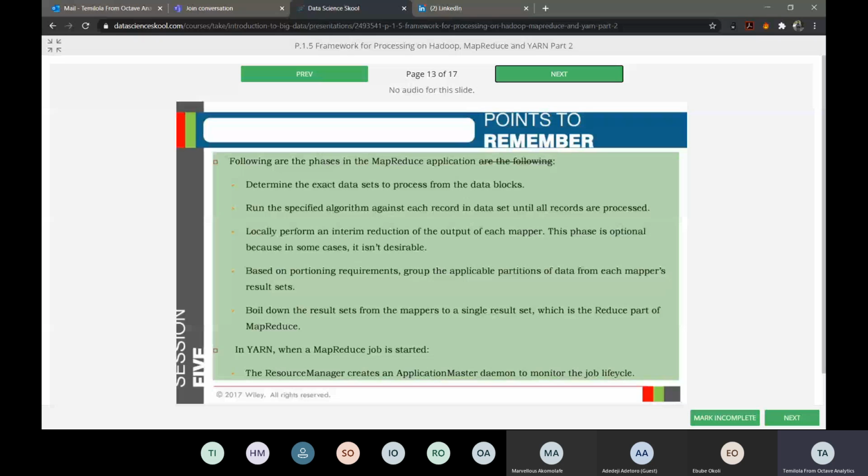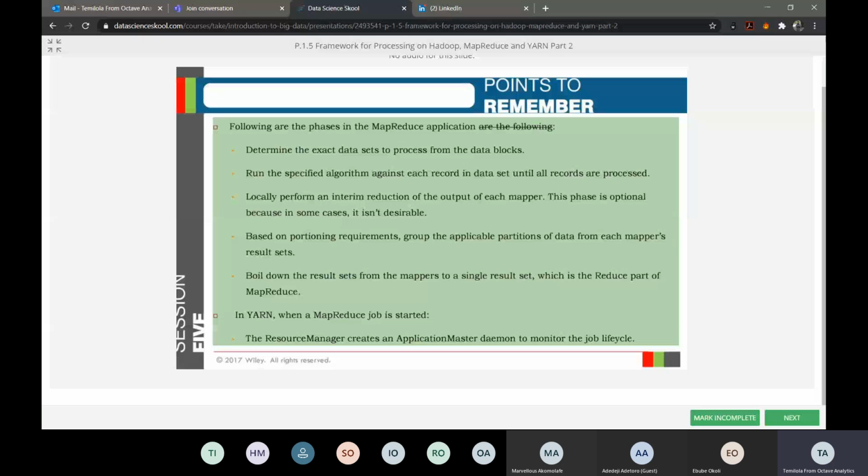Then we also talked about YARN. What's the meaning of YARN? YARN means Yet Another Resource Negotiator. The major thing on YARN is if an application wants to run in your Hadoop 2 ecosystem, remember what I said, YARN is only available in Hadoop 2.